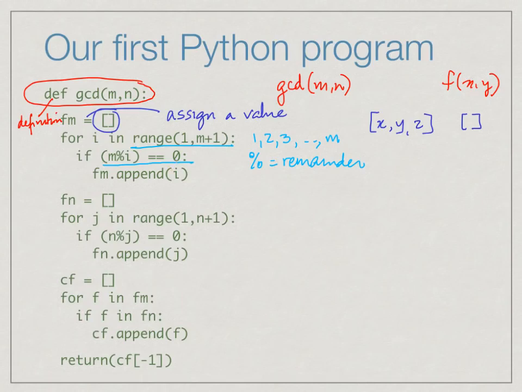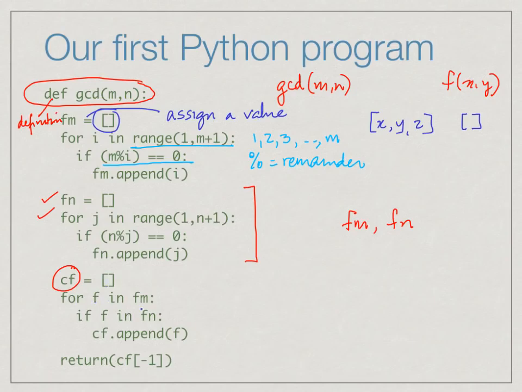And now here we do exactly the same thing for n. So we start with the empty list of factors of n. For every j in this range, if it divides, we append it. And now at this point, we have two lists, fm and fn. And now we want to compute the list of common factors. So we use CF to denote the list of common factors. Initially, there are no common factors.